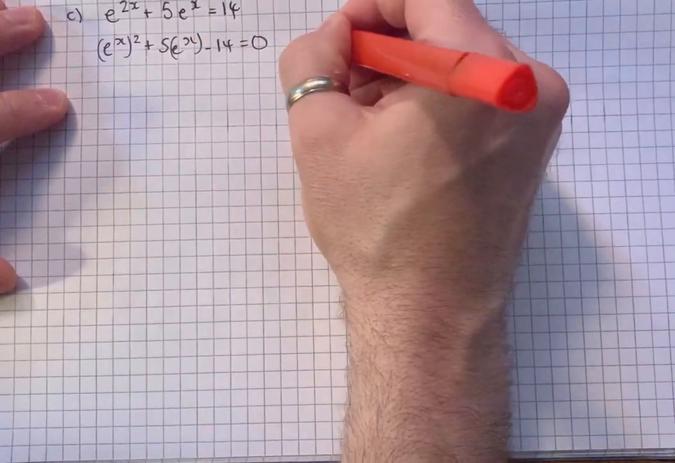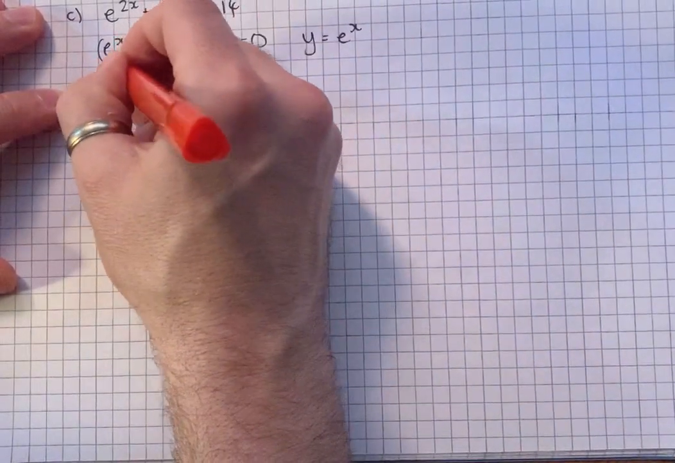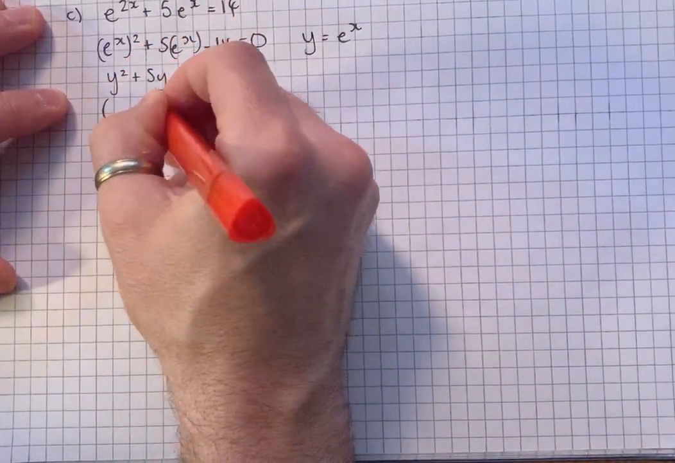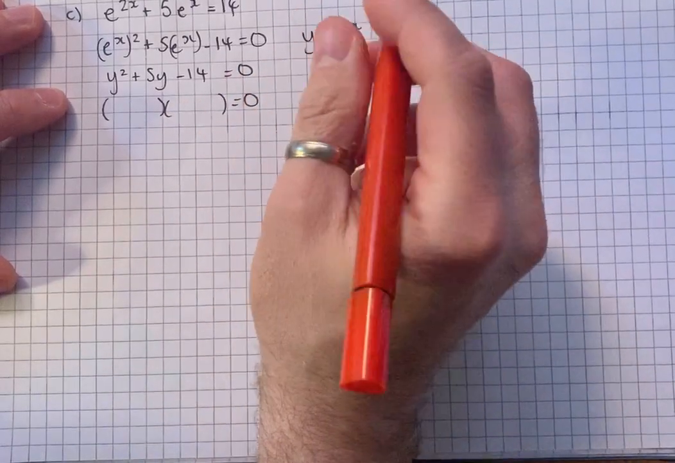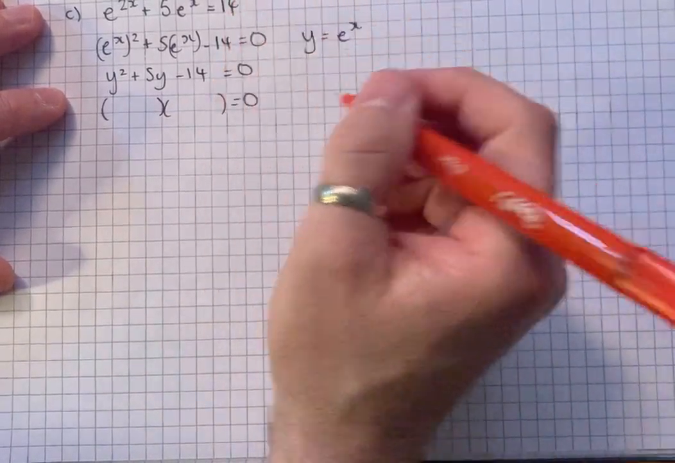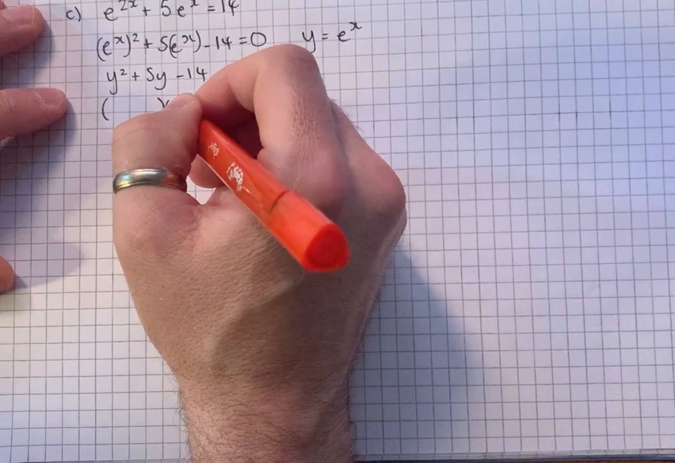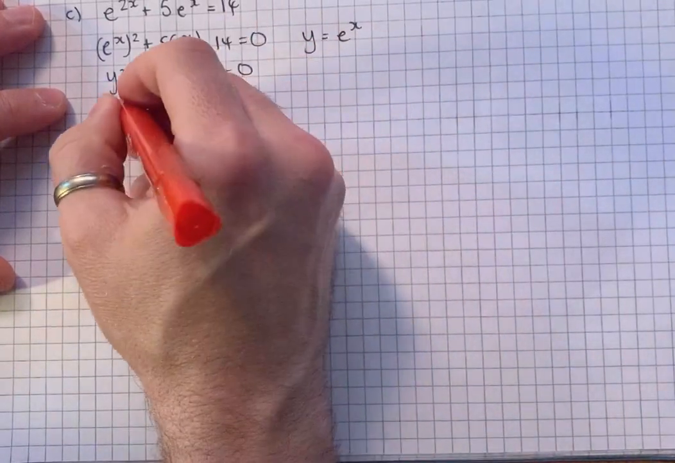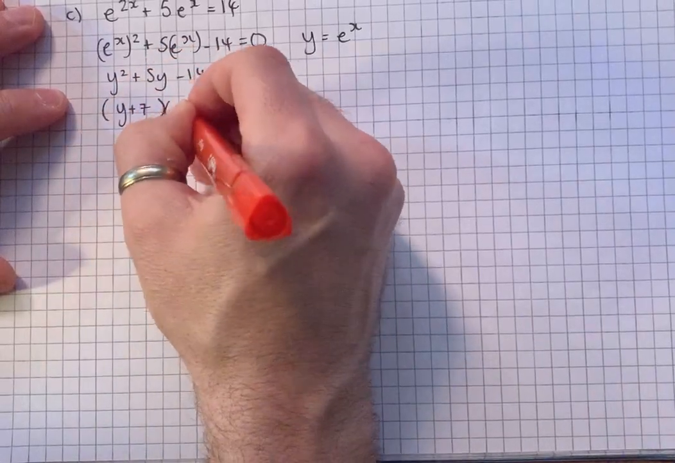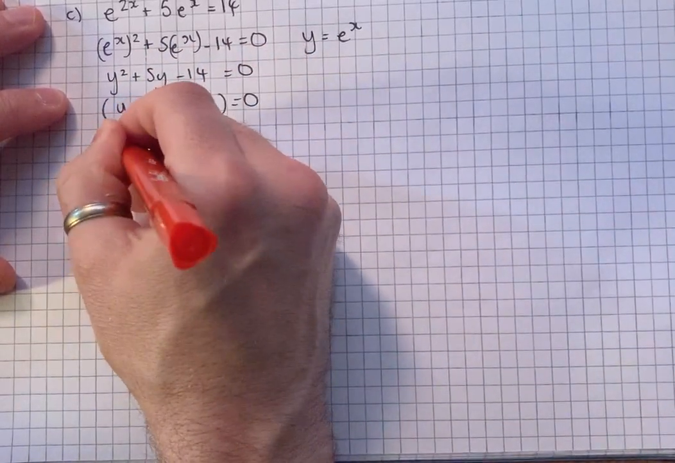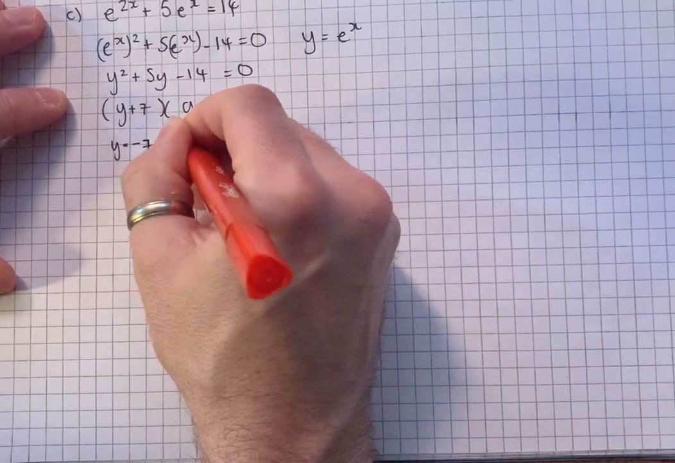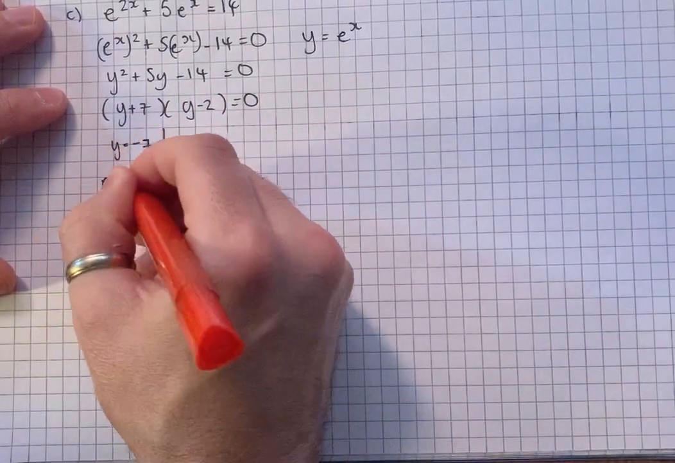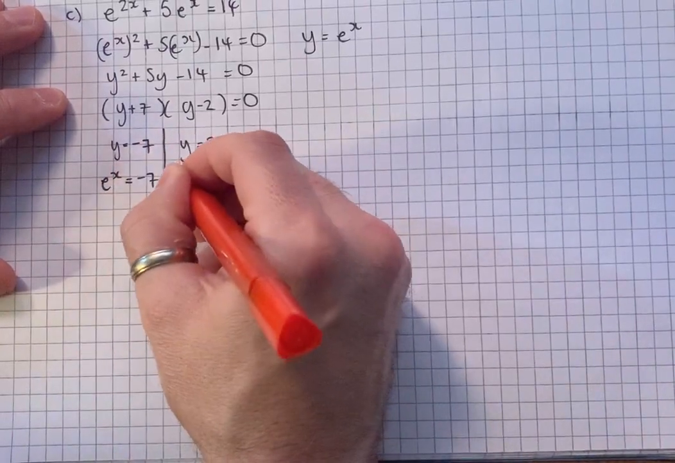And then if I say let y equal e to the x, I get y squared plus 5y minus 14 is 0. You'd expect it to factorise. It's not guaranteed to factorise, but you'd expect it to, especially once an exact solution. So it's going to be 7 and minus 2. So y equals minus 7, y equals 2. Don't forget we went after x. y is e to the x.